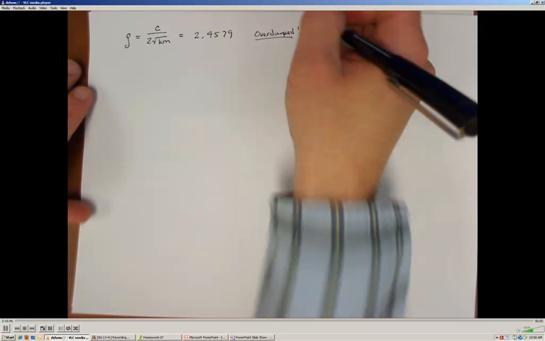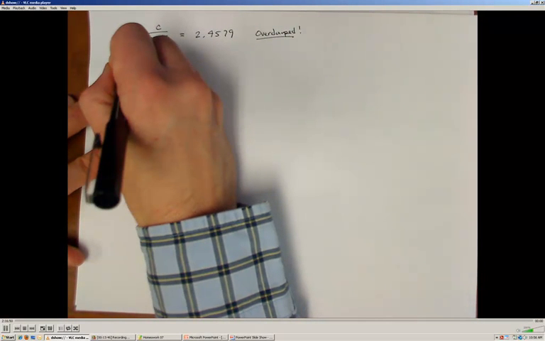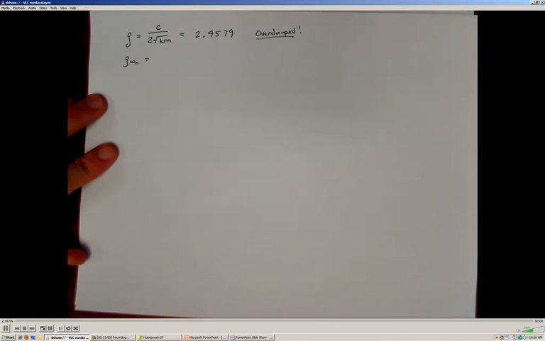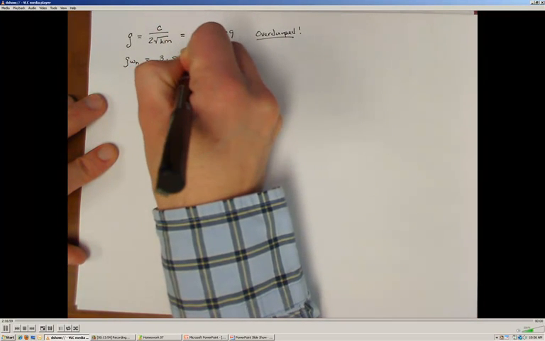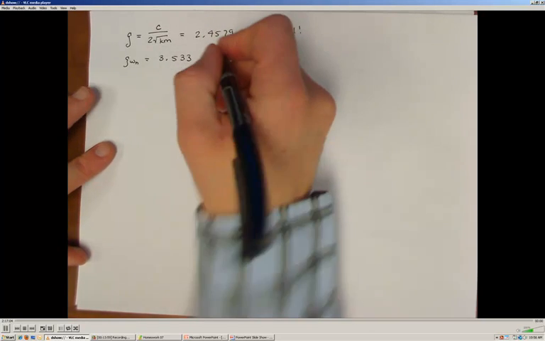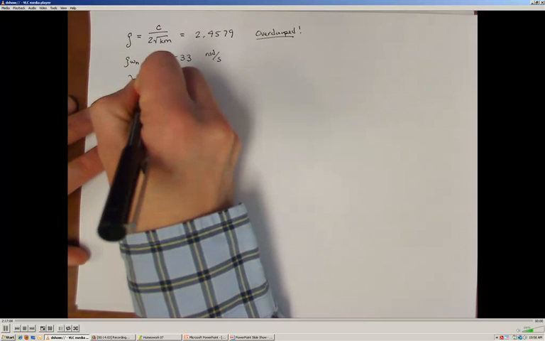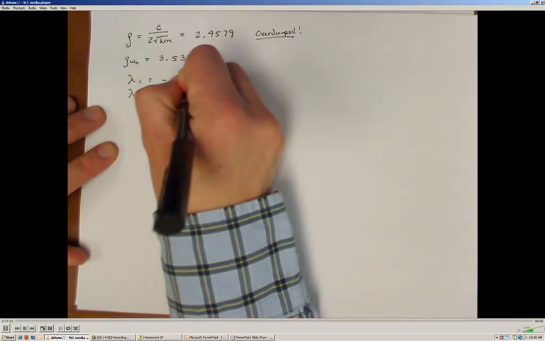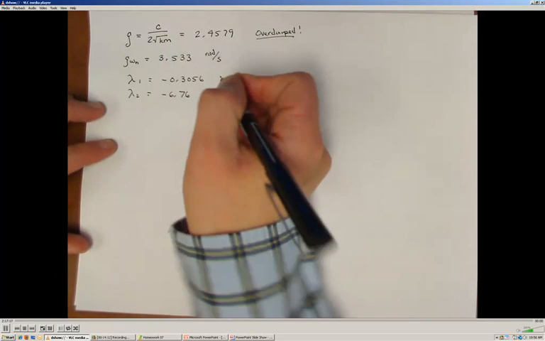Okay, and I know the form of the overdamped solution. I can also find zeta and omega n. The product of those two is going to be 3.533 radians per second. And I can find my eigenvalues, if I use the eigenvalue formula, to be negative 0.3056 and negative 6.76.